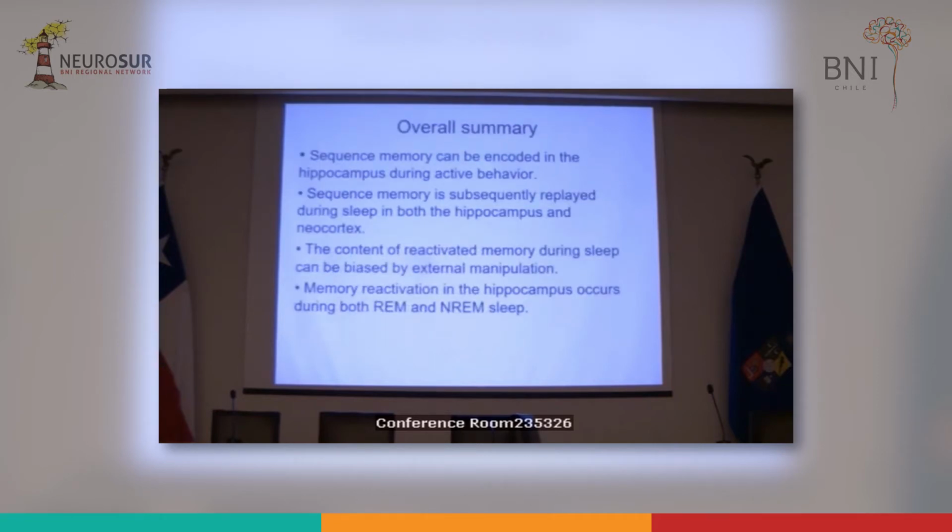And so I think for this second part, this is it. So sequence memory is encoded during active behavior, replayed in both the hippocampus and neocortex in non-REM sleep, and we can bias that, and it also occurs in REM and non-REM, but with a very different structure. And that will lead to the next talk, which I won't give right now, where I'll talk about some more recent work based on this, thinking about how all these processes contribute to extended learning and memory across these different wake and sleep states, awake and non-active wake states. All right.